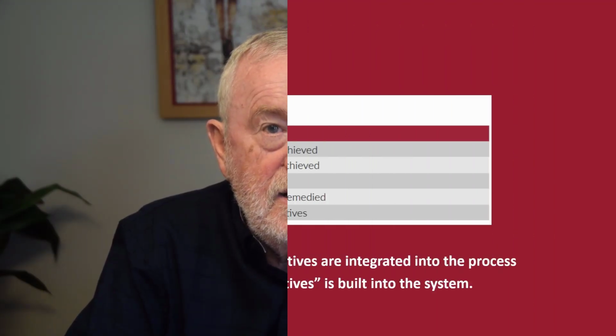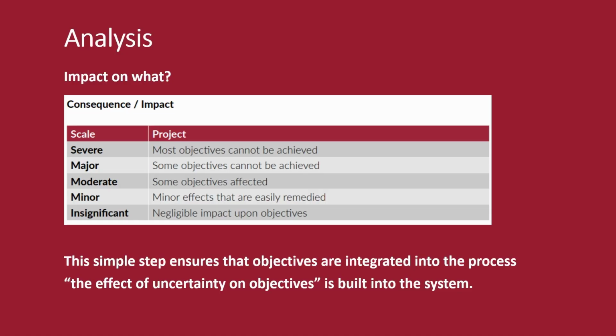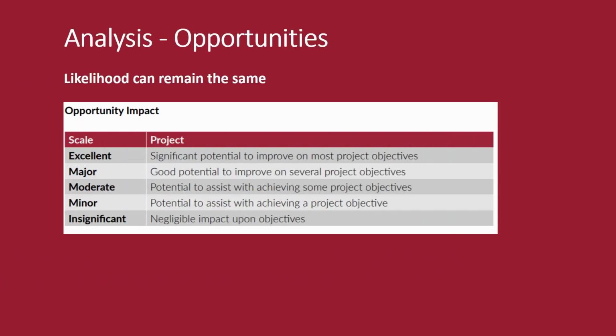The answer to assessing impact is in the definition of risk, the effect of uncertainty on objectives. This simple step ensures objectives are an integral part of the risk process. Using objectives also enables a standard impact table to be used throughout an organisation, whatever the level of management. Many projects have more than one objective, and this table enables any number of objectives to be addressed. Although the likelihood table can be used for both risks and opportunities, the impact for opportunities needs to be different.